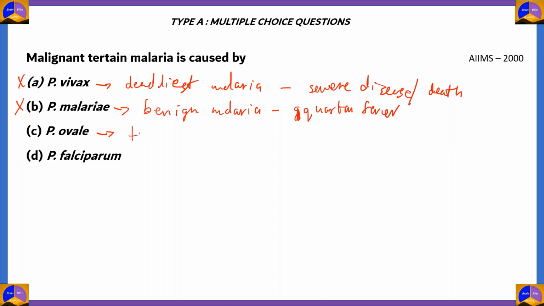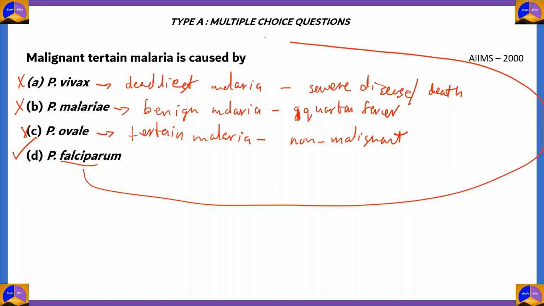What about option C, Plasmodium ovale? Plasmodium ovale produces tertian malaria, but this kind of tertian malaria is non-malignant. So option C is incorrect. The right answer is option D, Plasmodium falciparum. This produces the malignant kind of tertian malaria, which is harmful.